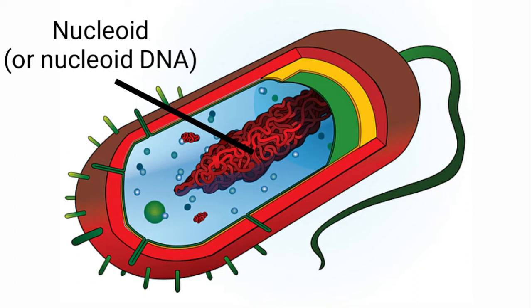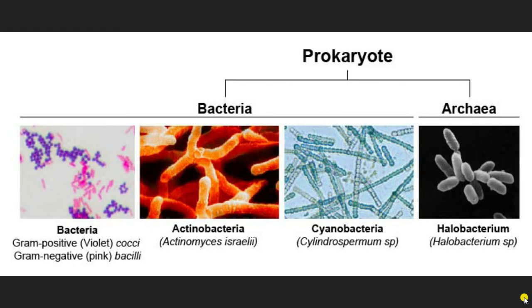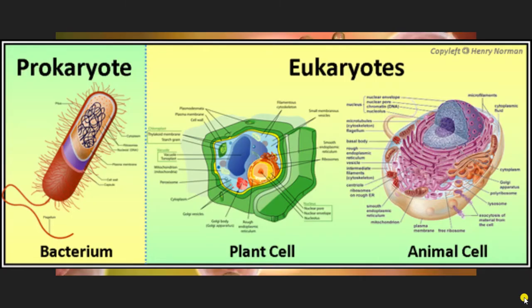And also in prokaryotic cells, other membrane bound organelles like mitochondria are absent. Ribosomes are present because they make the proteins, and examples of prokaryotic cells are the bacteria and the blue green algae. Basically they have a very simple structure in comparison to the other kind of cell, that is called the eukaryotic cell.